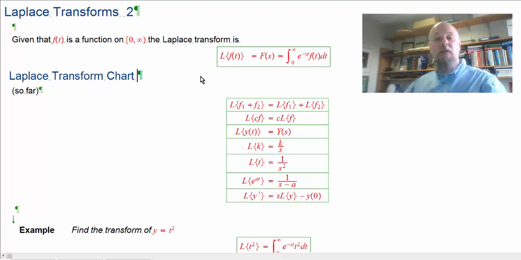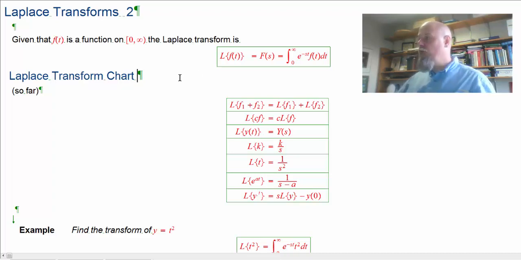We've been building a chart. We've got the transforms of a few functions: a constant function, t, e to the at, the transform of a derivative. We've been building this chart. Let's try to add to these. We'll try to prove some of the additional transforms that we need.